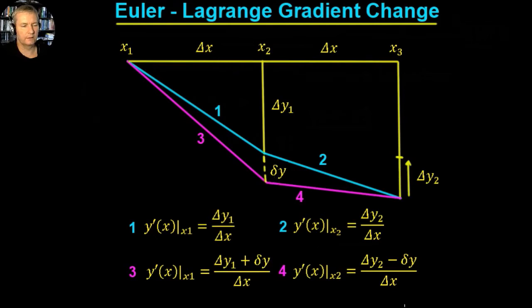So we can say then that our delta y2 minus delta y upon delta x is equal to this new gradient 4. So I suggest if you don't follow that, just take your time and read through it and convince yourself that these are in fact correct. So let's go ahead and see what we can do with these 4 gradients.